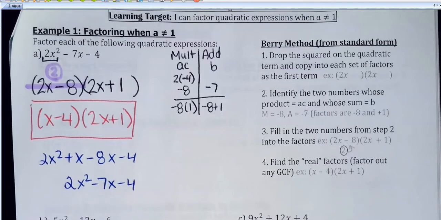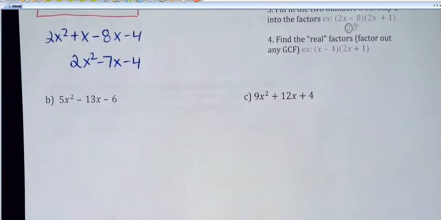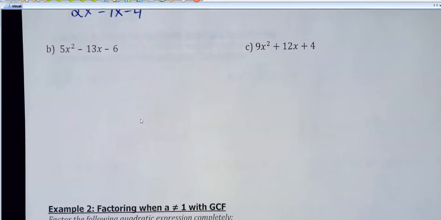Okay, I'm going to scooch this up. Like I said, all that's over here to the right is just an explanation of what I just did. All right, so let me try this again.